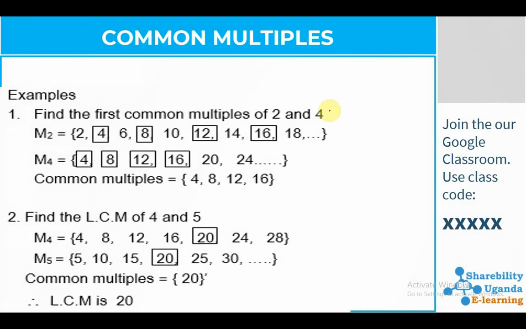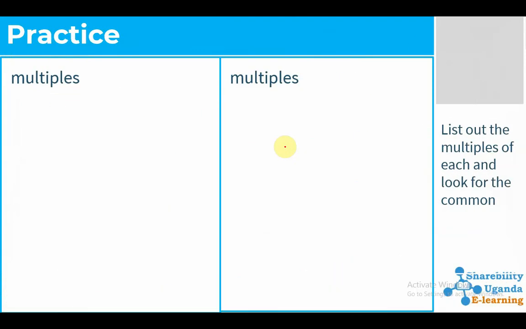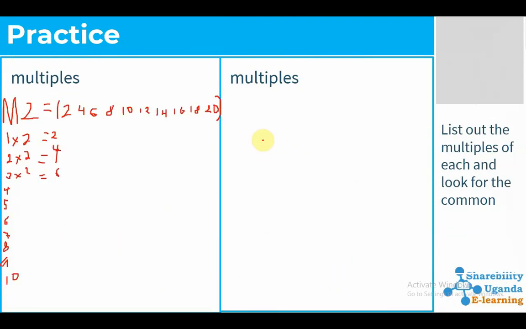So let's look at another number. We are looking for multiples of what? Multiples of 4. Okay, let's also see how we can get the multiples of 4. So we shall come here and say multiples of 4 is equal to, okay, we are going to write them here. We are going to multiply our given number, which is 4, times the numbers which are greater than 0. We have a 1 times 4.